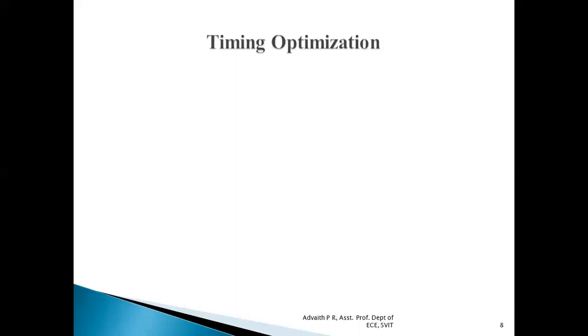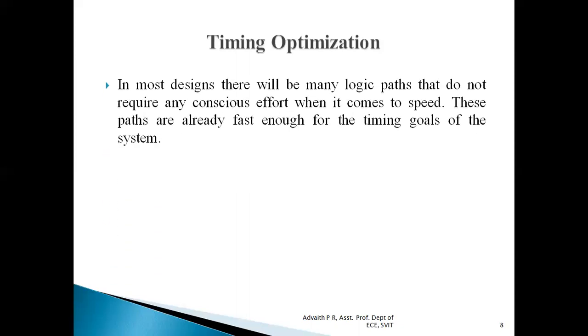Positive slack means the circuit meets timing requirements. Negative slack means the circuit is not fast enough. So with these introductory concepts, let us move on to what is meant by timing optimization. In most designs, there will be many logical paths that do not require any conscious effort when it comes to speed. These paths are already fast enough for the timing goals of the system.